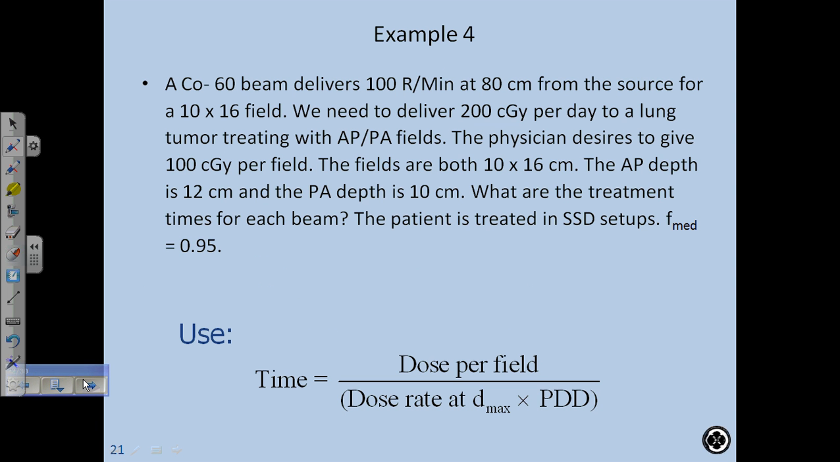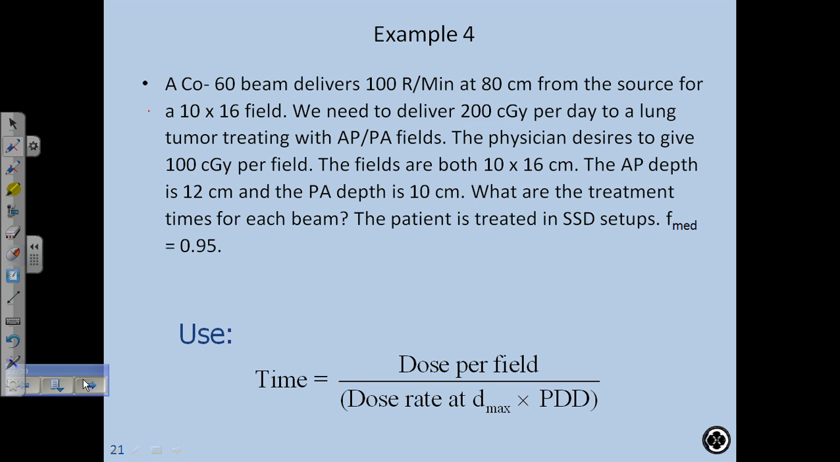Cobalt-60 beam delivers 100 R per minute at 80 centimeters from the source for a 10 by 16 field. Okay, so now it's not a square field anymore. We need to deliver 200 centigray per day to a lung tumor treating with APPA fields. So this is a little bit more practical. The other two examples we did were more to get you a feeling of how to use these functions. And this is a little bit more applied. Okay, so 100 R per minute at 80 centimeters from the source in air for a 10 by 16 field. We need to deliver 200 centigray per day to a lung tumor treating with APPA.